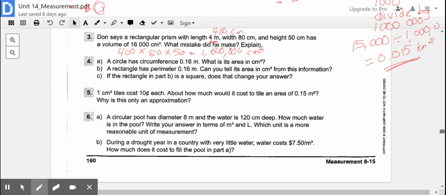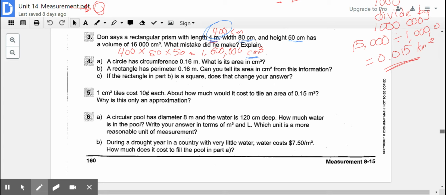Taking a look at his answer, I can see that his answer is out by a factor of 100. So I'm guessing what he forgot to do is he forgot to convert from meters to centimeters before he found his volume. Okay, remember, if we're finding it in centimeters cubed, all of the measurements have to be in centimeters. Okay, and that's question 3.